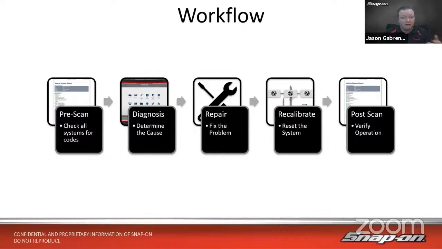Now, why do we want to do that? Well, we want to make sure that there aren't any codes in systems that don't have lights associated with them. There could be codes in a module that does not have a warning light. So we want to make sure we check them all for codes, make sure it isn't affecting something else in the vehicle. Then we can also share that information with the customer, give them a full vehicle health report for their vehicle. We can share it using the free Snap-on Cloud service, or we could print it out.